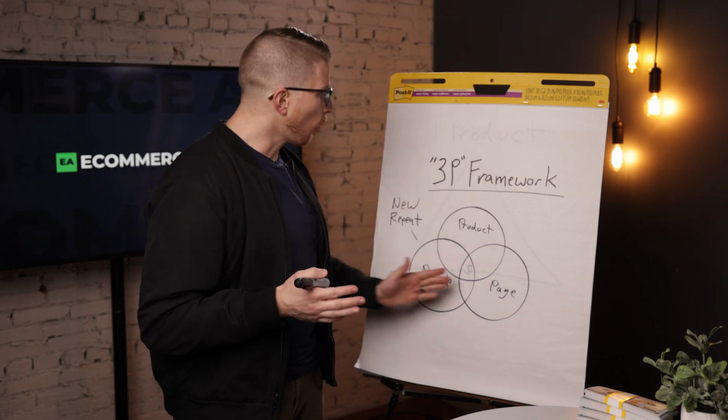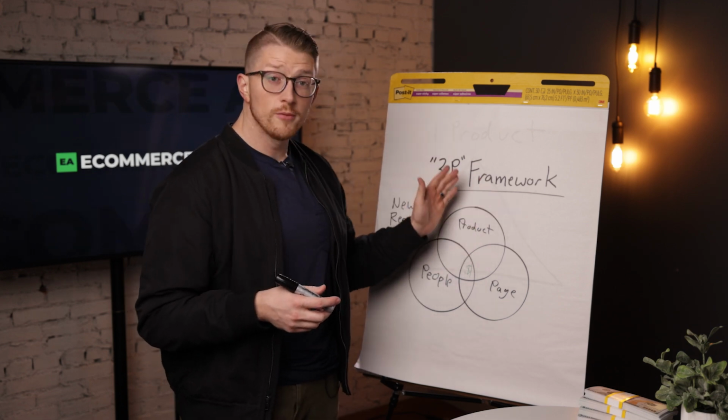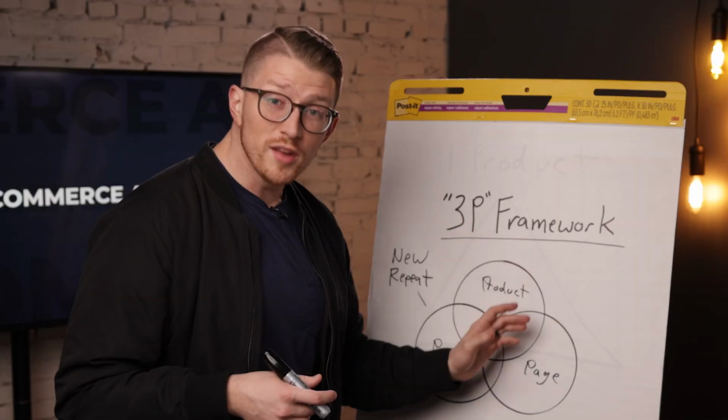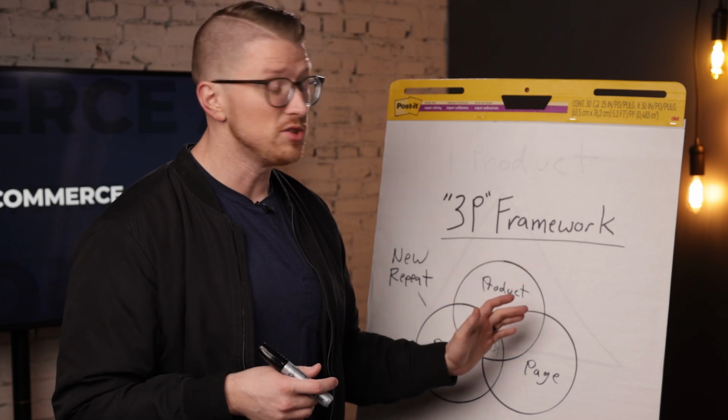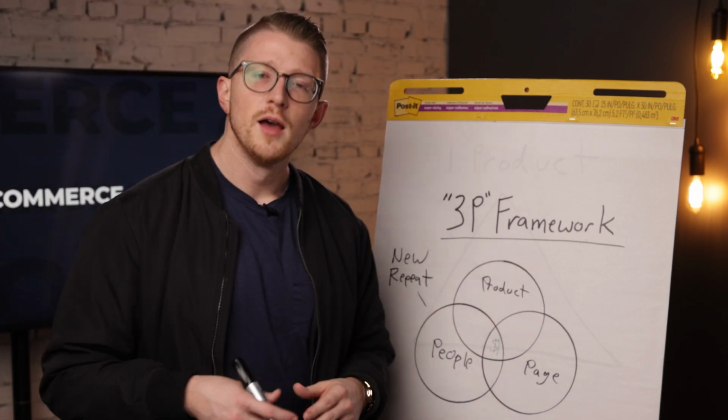So we need to cover all three of these things, and this is what I'm gonna walk you through in this video. I'm gonna walk through the product, how to determine what product you need, some elements for that, what you have to consider, the product page, what that should look like. I'm gonna show you the layout and the elements you need to have, and then finally I'm gonna close with people. How do we get new, and how do we get repeat people?